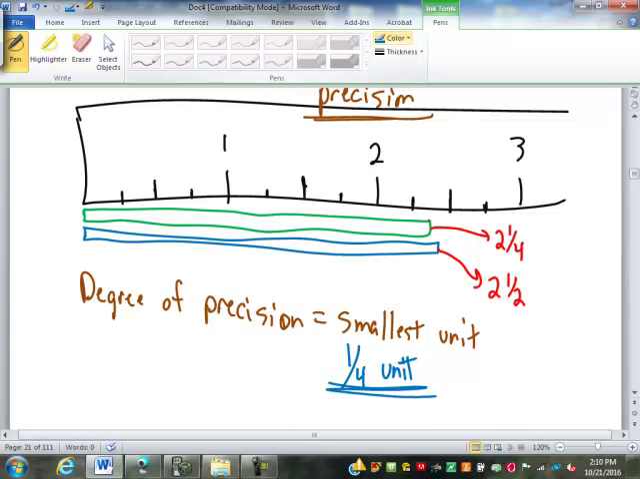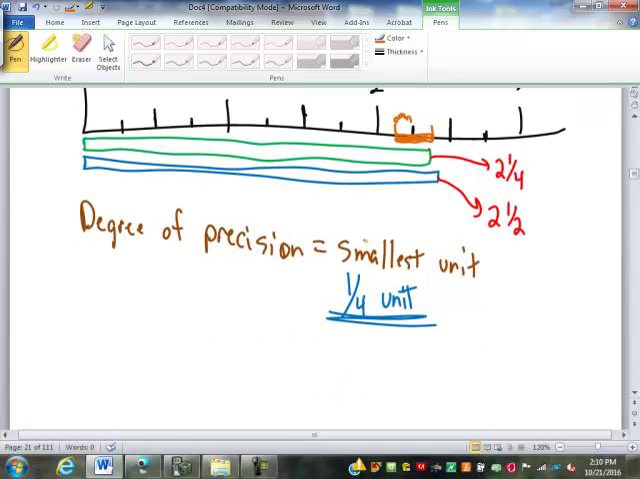Well, notice, let's take a look at that green object for a second, though. That green object is not exactly at 2.25. It's just that 2.25 is the closest marking to it. In fact, anything between here and all the way back to here would have been measured on this ruler as 2.25. It could be up to halfway to the next unit. So the distance from here to here is half of that degree of precision.